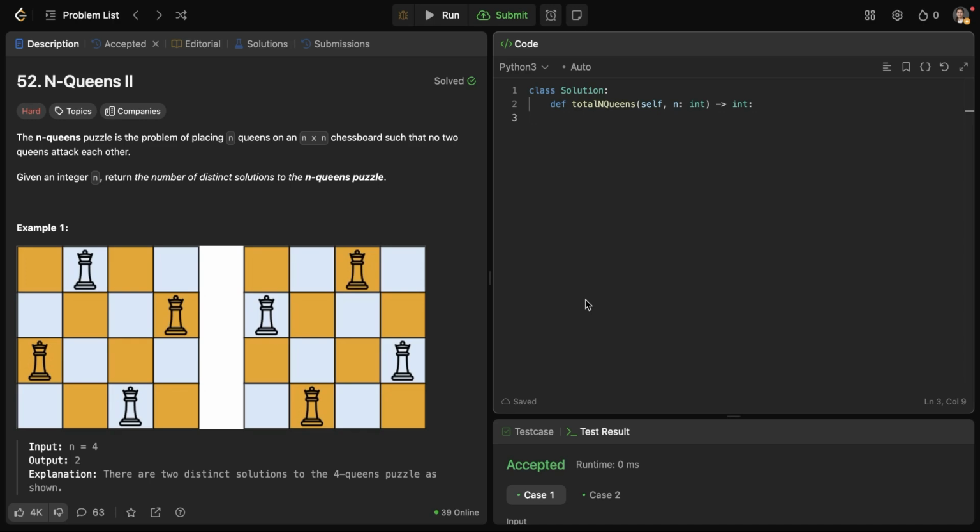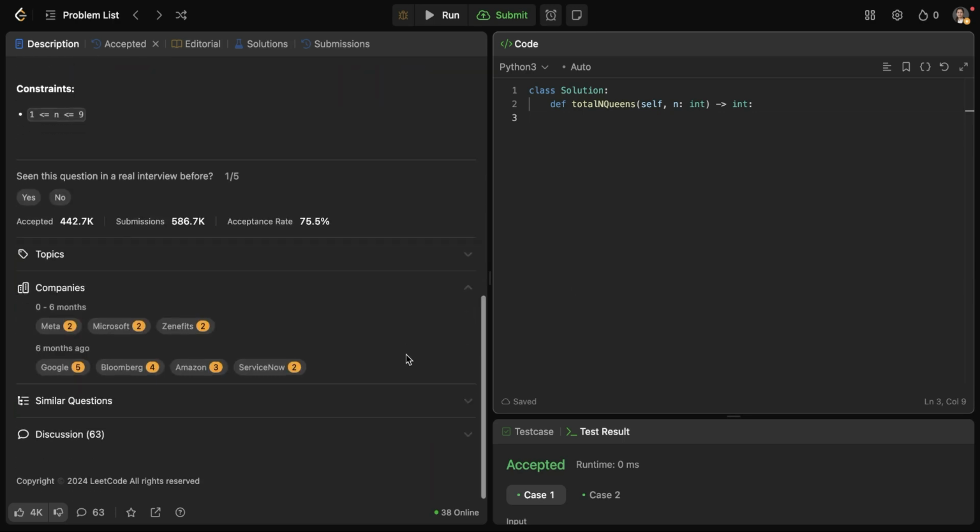Today I have brought a very interesting LeetCode problem. It's a hard level problem, LeetCode 52, N-Queens II. This problem is really important because it has been asked by several companies in their interviews in the last 0 to 6 months, some of them being Meta, Microsoft, Google, Bloomberg, Amazon.